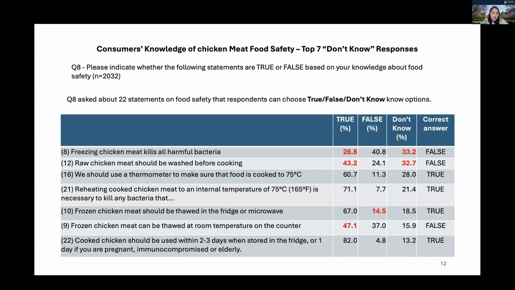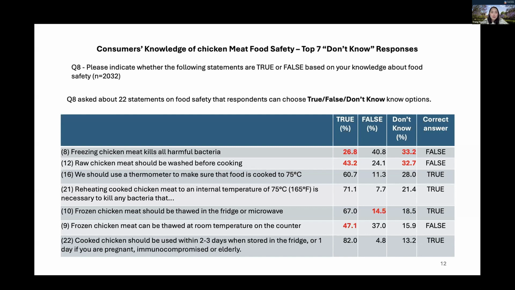So we've got the first, statement number 8, which is the most confusing. Most people don't know about this, so 33% of people do not know if this is true or false. The statement is: freezing chicken meat kills all harmful bacteria, and nearly 27% say that they think it's true. Freezing chicken meat can kill all harmful bacteria, and well, the correct answer is false.